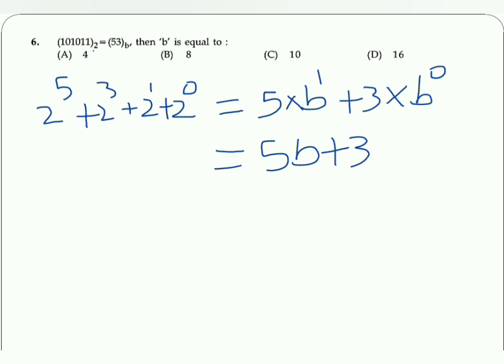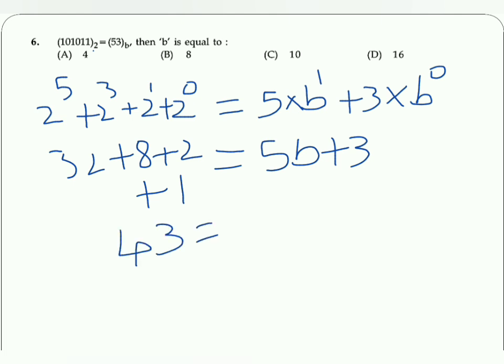And here 2 power 5 is 32 plus 8 plus 2 plus 1. So 10, 11, 32 plus 11, that is 43. 43 equals 5b plus 3. So 5b equals 40, right? So then b equals 8. Okay, so the b value, the base value, is 8. So the correct option is option B.